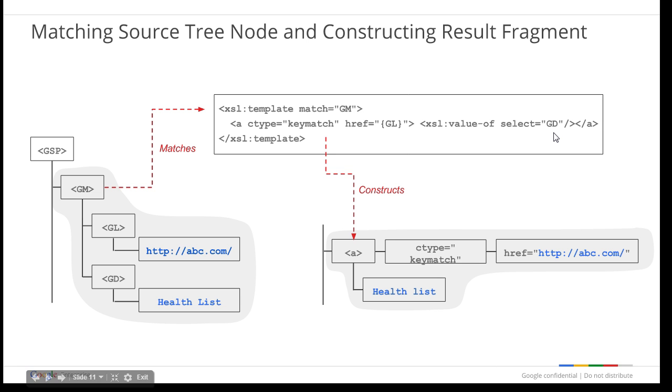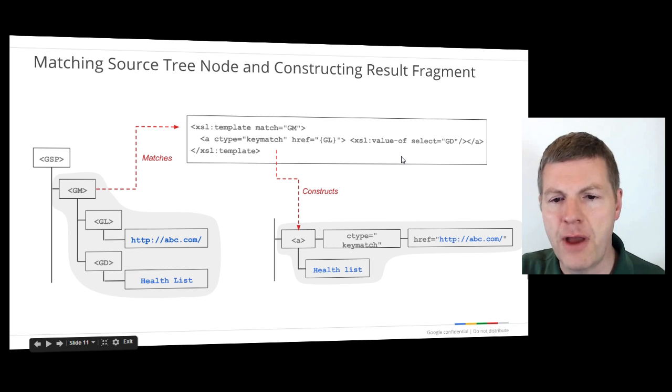At execution time, the XSLT processor will generate the HTML anchor element's literal text first, using the literal value written in the template. Then it'll insert the GL value within that element's attribute. And finally, it will process the value-of element to insert the GD value within the anchor.